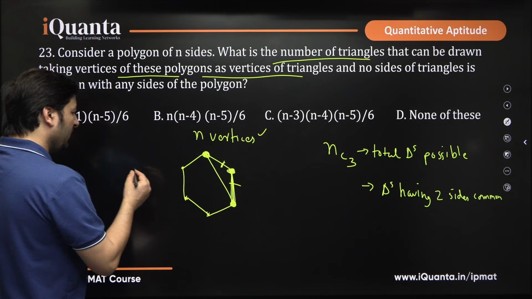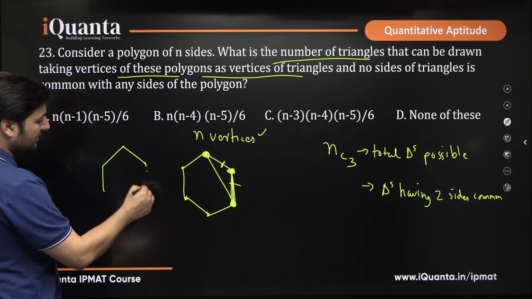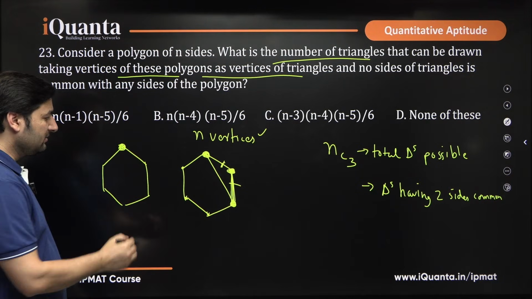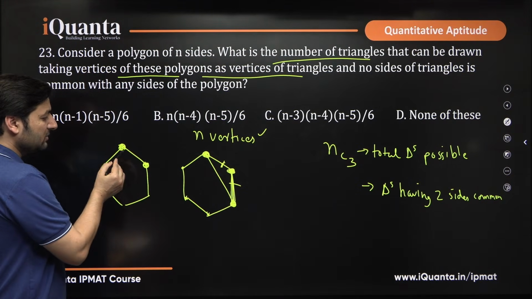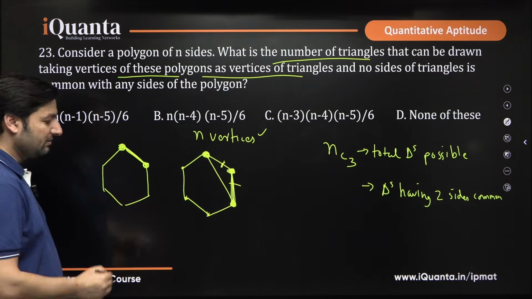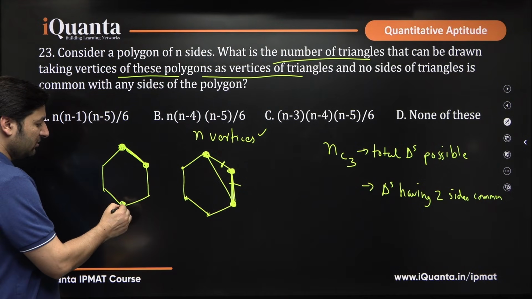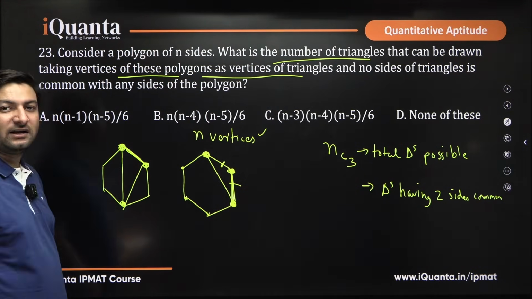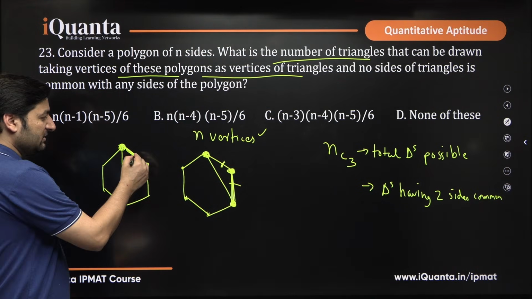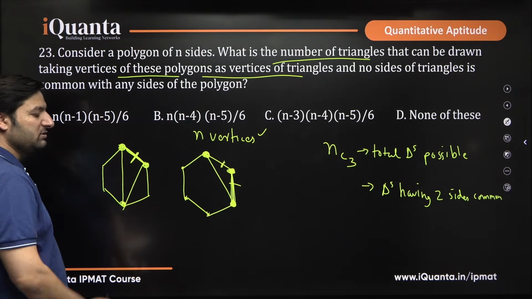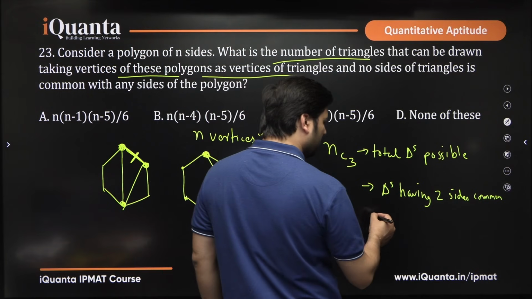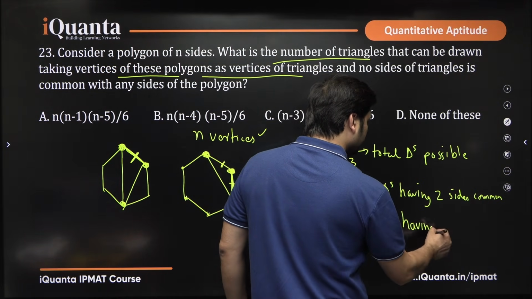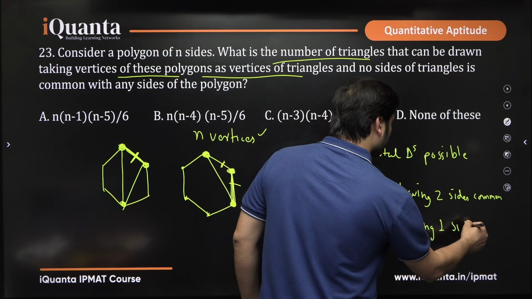And we can also have some triangles that look like this. Suppose this is one vertex, this is one vertex. So one side is common with the polygon, and if I now take a third vertex here, this is the triangle formed. How many sides of this triangle are common with the polygon? Just one side, this side. This is not common, this is not common, this is common. So we also have to remove such triangles having one side common. Yes or no?